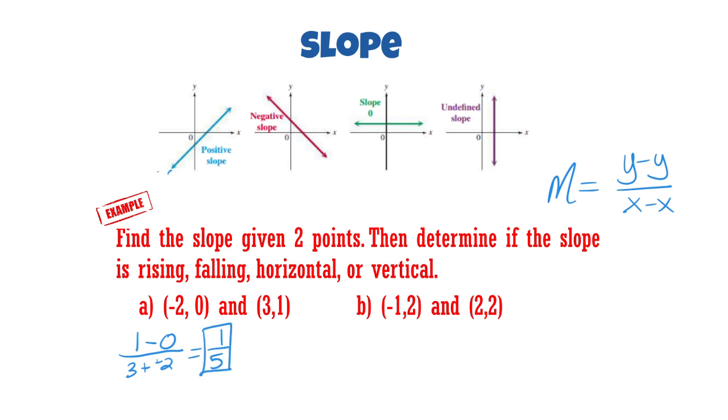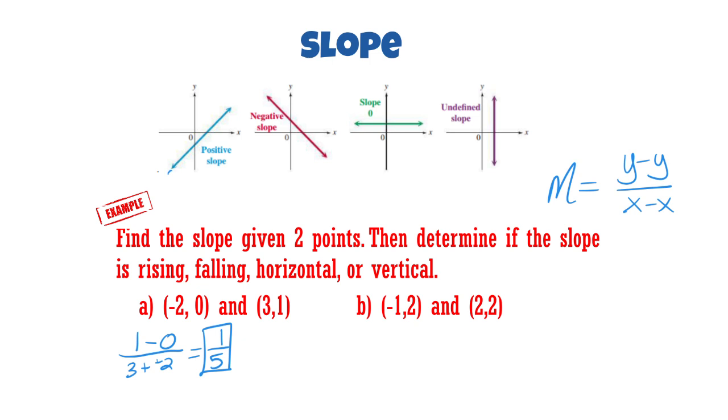Now, if your slope is 1/5, which one of these scenarios do you think you have going on? All right, I hope you're saying this one. Because you have a positive slope, then this is going to be a rising line. So I'd say it's rising.